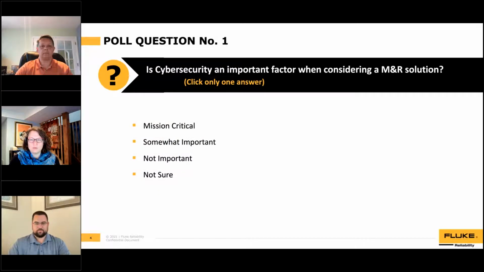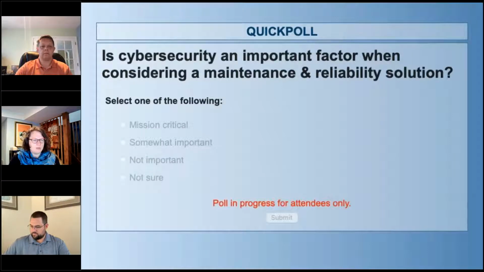All right, audience, we are going to start off with a poll today. You can click on this screen to answer the questions. If you cannot click, consider reducing your screen size. Your question today: is cybersecurity an important factor when considering a maintenance and reliability solution? You're welcome to think broadly here in terms of what solution means. Are you thinking about a tool, a software, a system, a platform? But how important is cybersecurity when you are considering this? Is it mission critical? Is it somewhat important? Is it not important? Or are you not sure, which is a completely valid answer, especially in these times. I'm asking that you only select one so that we can get a sense for where you are at in your decision-making and experience level with this.